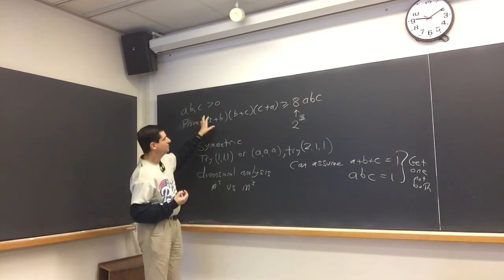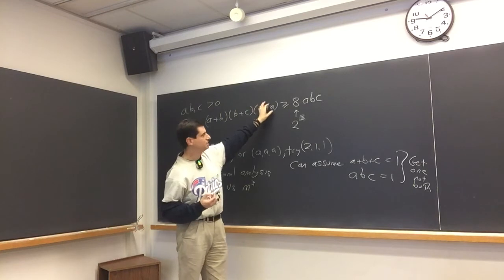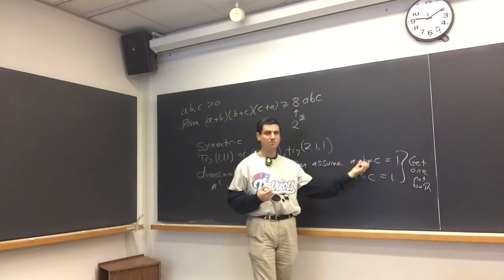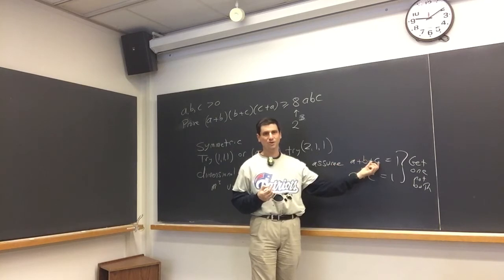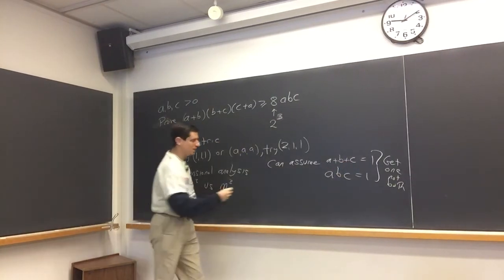So imagine I have this function, and I could look at (A plus B)(B plus C)(C plus A) minus 8ABC, given A plus B plus C equals 1. What might I want to use from Calc 3? Lagrange multipliers.